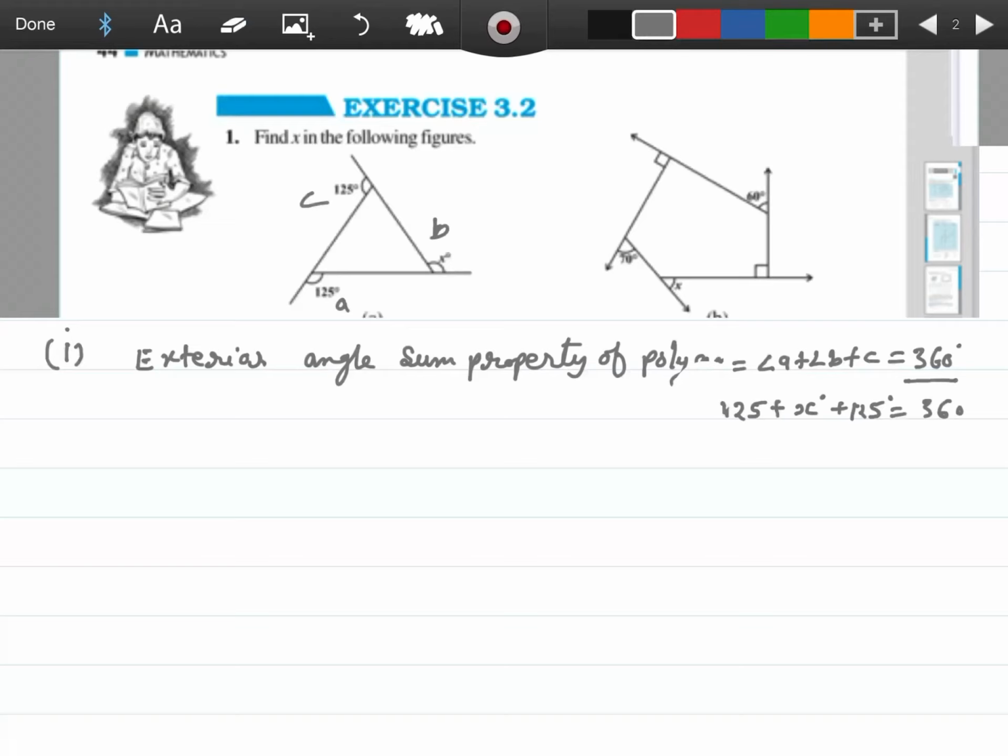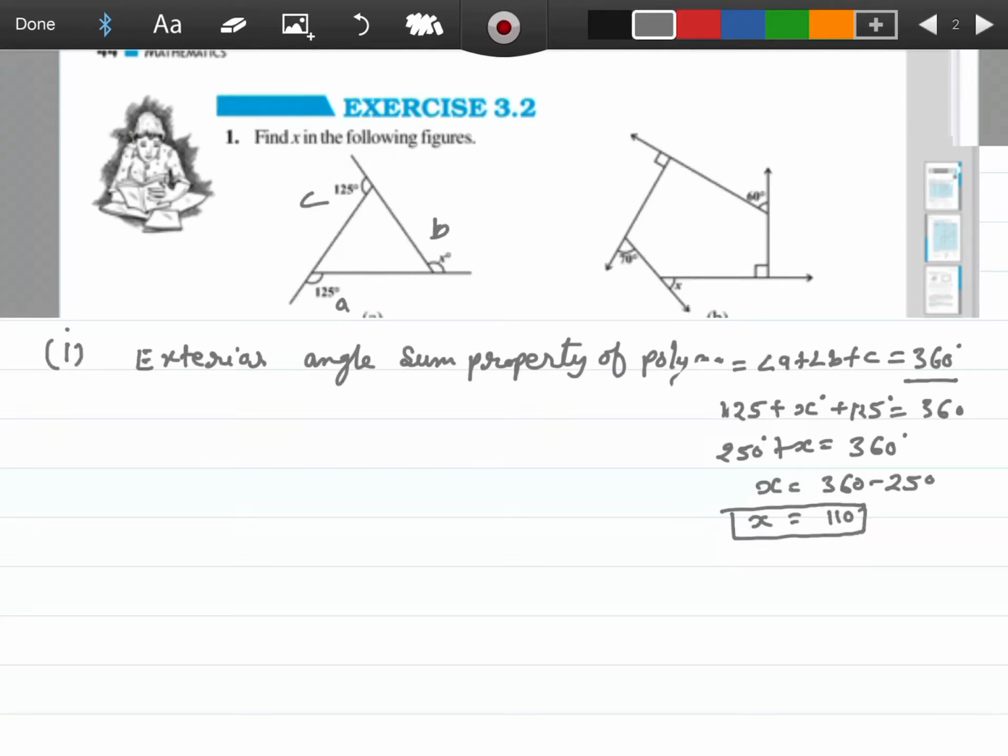So what you have to do here: 125 twice, that means 250 degrees plus x is equal to 360 degrees. So the value of x is equal to 360 minus 250 degrees, that is x is equal to 110 degrees. So in this way we can find the unknown angle with the help of the angle sum property.